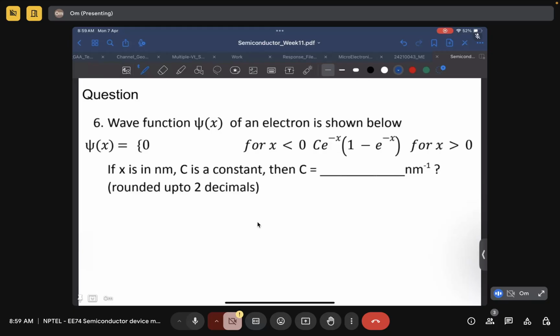The wave function psi x for an electron is shown below. So let me rewrite this clearly. Psi x equals 0 for x less than 0, and c e to the power minus x times 1 minus e to the power minus x for x greater than 0. If x is in nanometer, c is a constant, then what is the value of c?